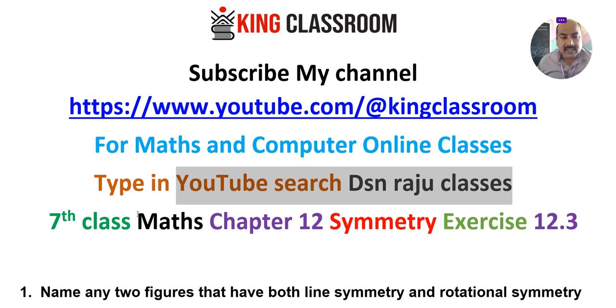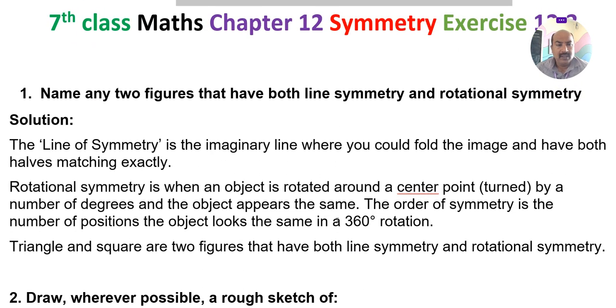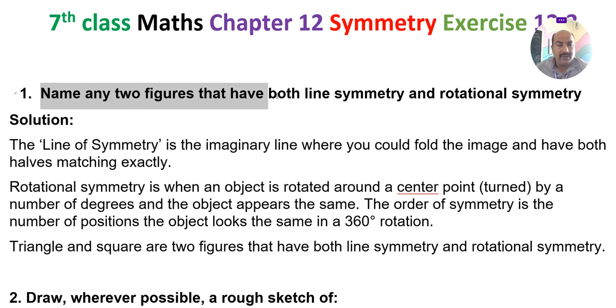Now coming to the class. 7th class Maths, chapter 12, Symmetry, Exercise 12.3. Okay, first problem. Name any two figures that have both line symmetry and rotational symmetry.